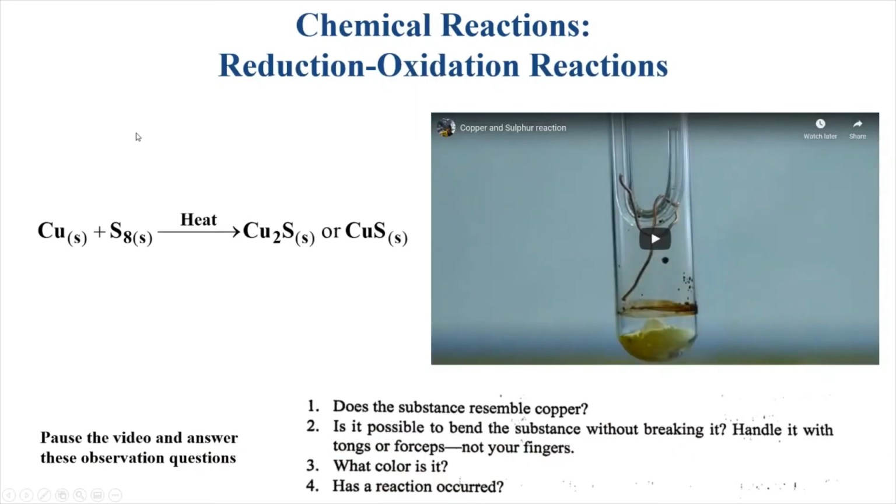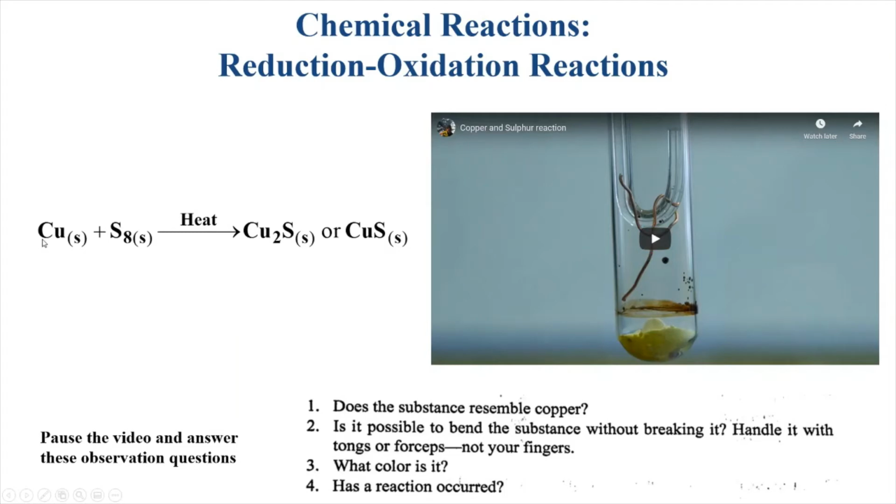Now the first thing we're going to do is look at a redox reaction of copper reacting with sulfur. This reaction is something that we would actually do as a demonstration. It would look exactly like what's going on in this video, except we would do it for you, and you would watch us do it. So now let's take a look.